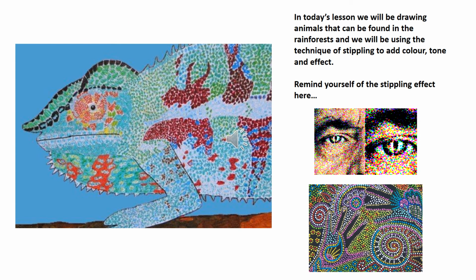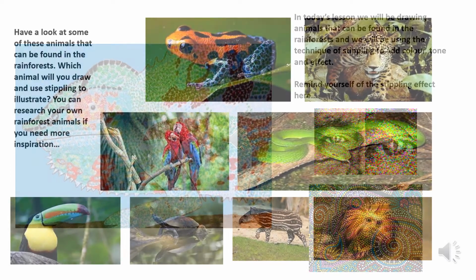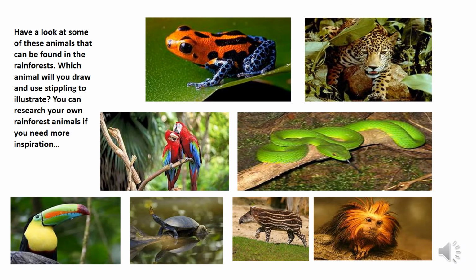In today's lesson, we will be drawing animals that can be found in the rainforests, and we will be using the technique of stippling to add colour, tone and effect. Remind yourself of the stippling effect here. Have a look at some of these animals that can be found in the rainforests. Which animal will you draw and use stippling to illustrate? You can research your own rainforest animals if you need some more inspiration.